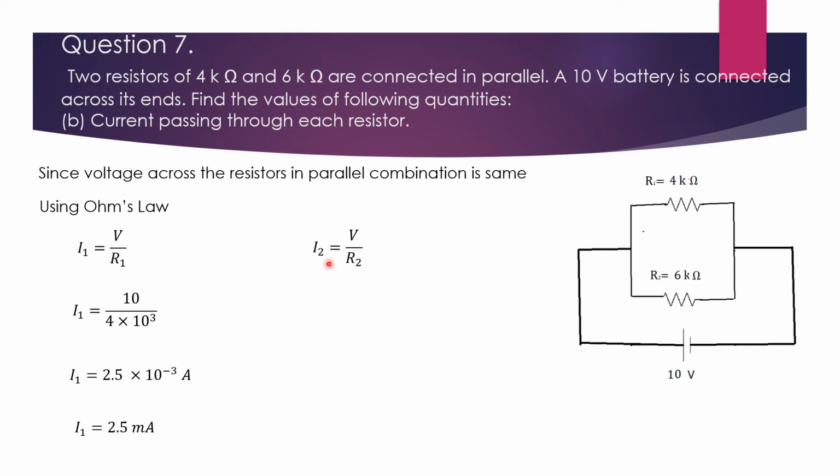Similarly, I2, the current passing through this 6 kilo ohm resistor. Again put V equal to 10, R2 equal to 6 into 10 power 3, that means 6 kilo ohms. Calculating 10 over 6 makes it 1.67, and again the 10 power 3 in the denominator, once it goes up, makes it 10 power minus 3 ampere. Or simply write I2 is equal to 1.67 milliamperes.